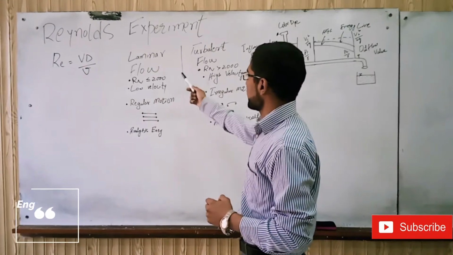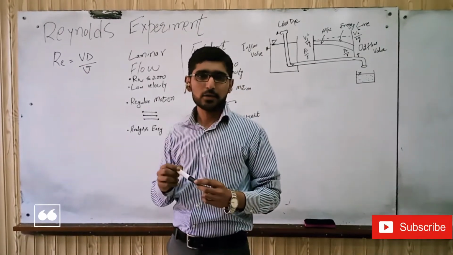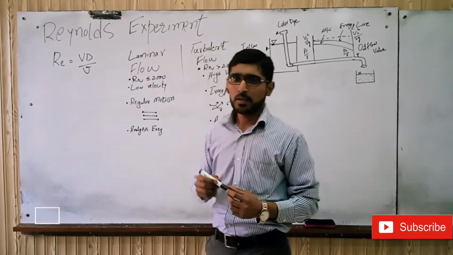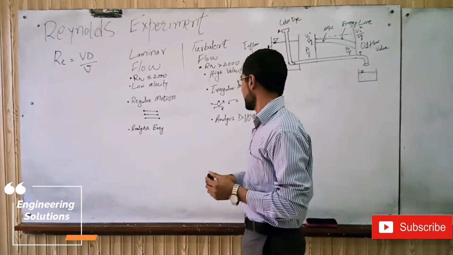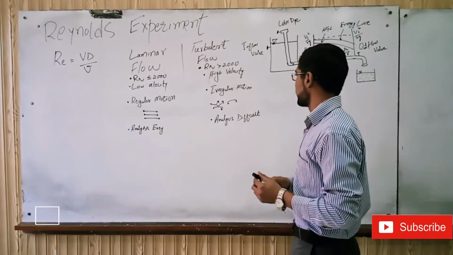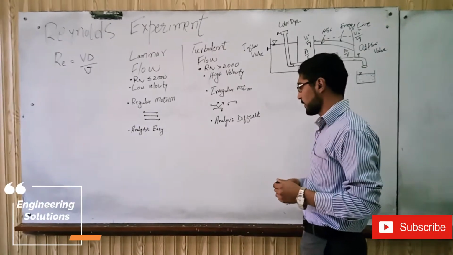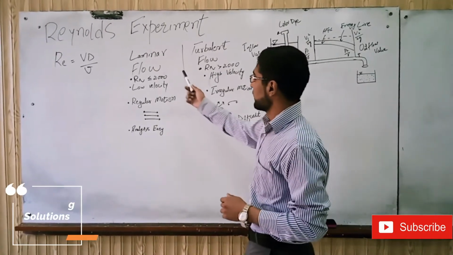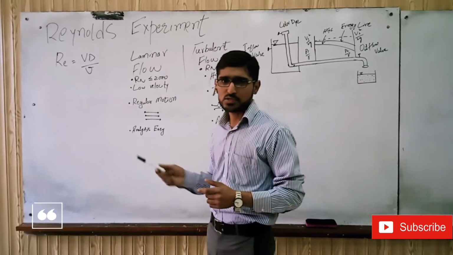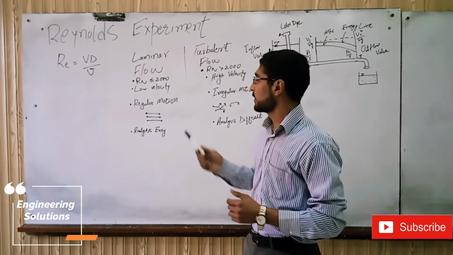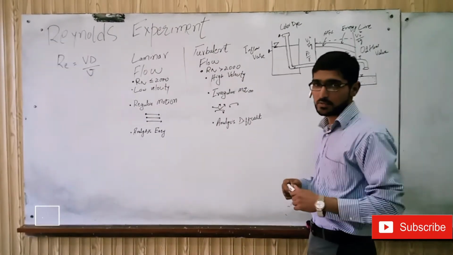Also, in laminar flow, the motion of the fluid is in a regular pattern. It means the fluid will flow in laminations, in layers. But in turbulent flow, the motion of the fluid is irregular. It will move in a random way. And further, in laminar flow, the analysis of the fluid is easy. We can analyze a laminar flow very easily, but in turbulent flow, the analysis is difficult.